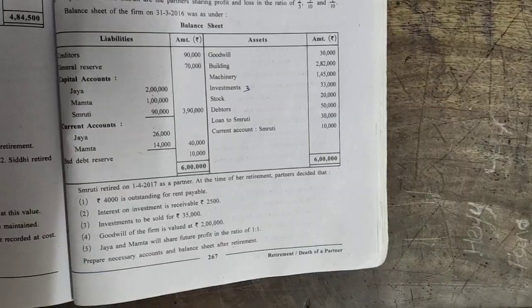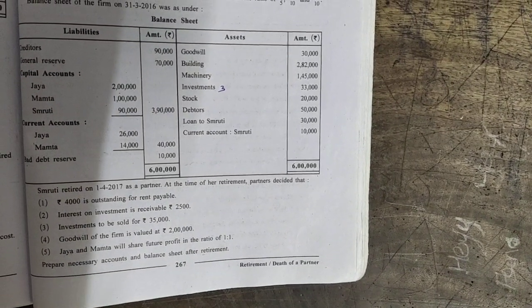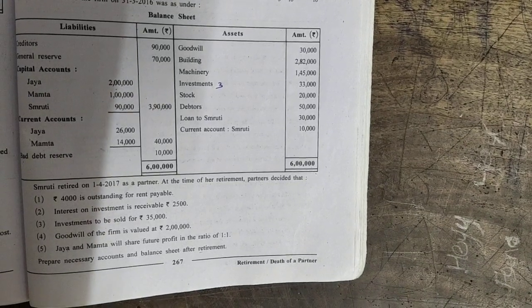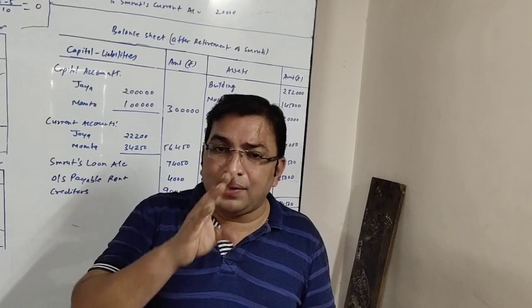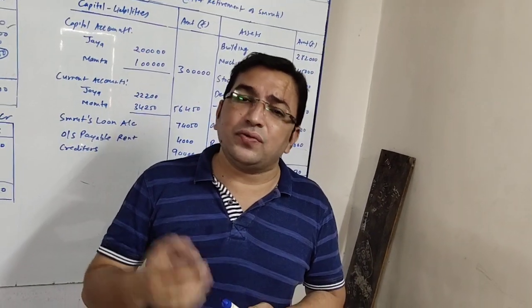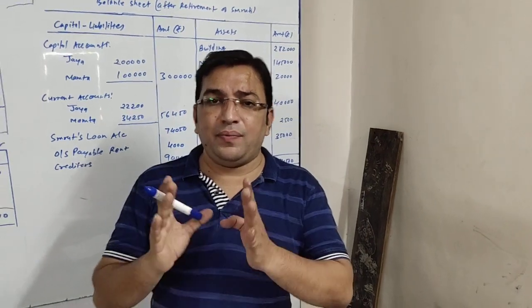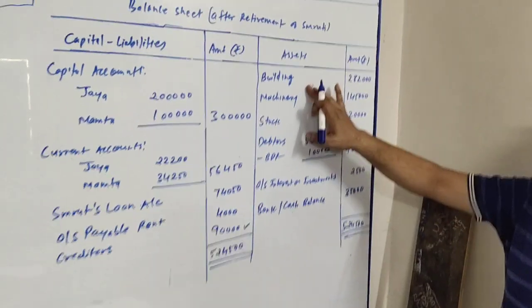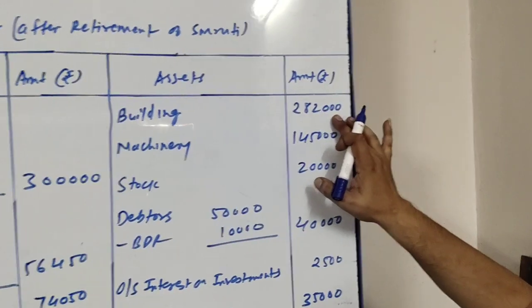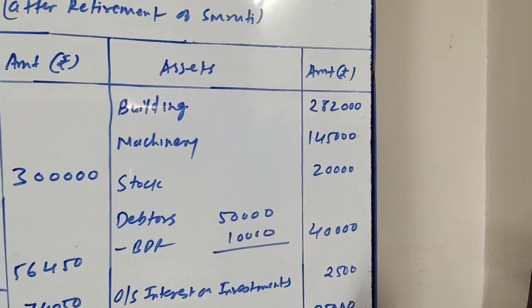Next item, friends. Next two items are building and machinery, 2,82,000 and 1,45,000 respectively. We do not have any adjustment here, so they will be recorded directly on the asset side of the balance sheet. So here it is, building 2,82,000 without any change, and machinery 1,45,000.